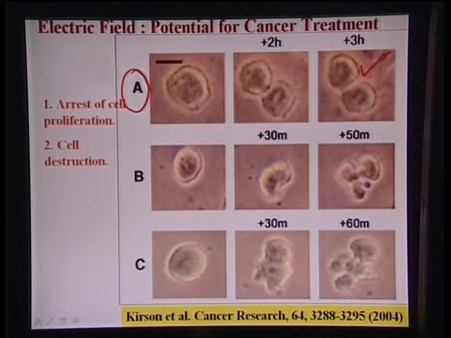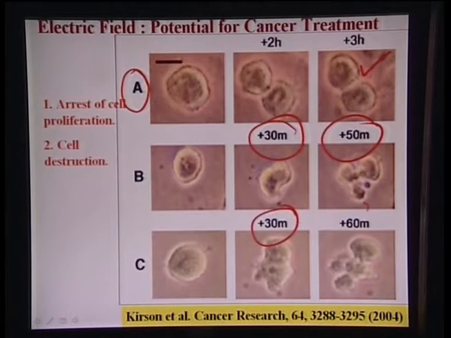But if you apply different magnitudes of the electric field, for example after 30 minutes and after 60 minutes, on different types of cells with the same electric field magnitude, that can cause programmed cell death, or cell apoptosis. So the major message is that the electric field's influence on cell division, or on cellular functionality, is largely dependent on the cell type.